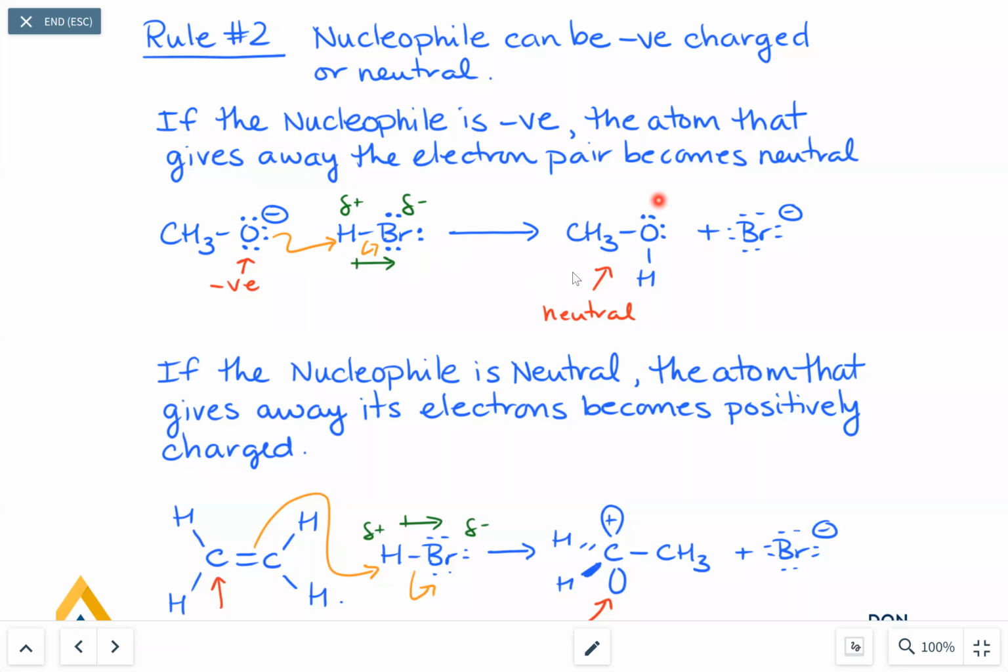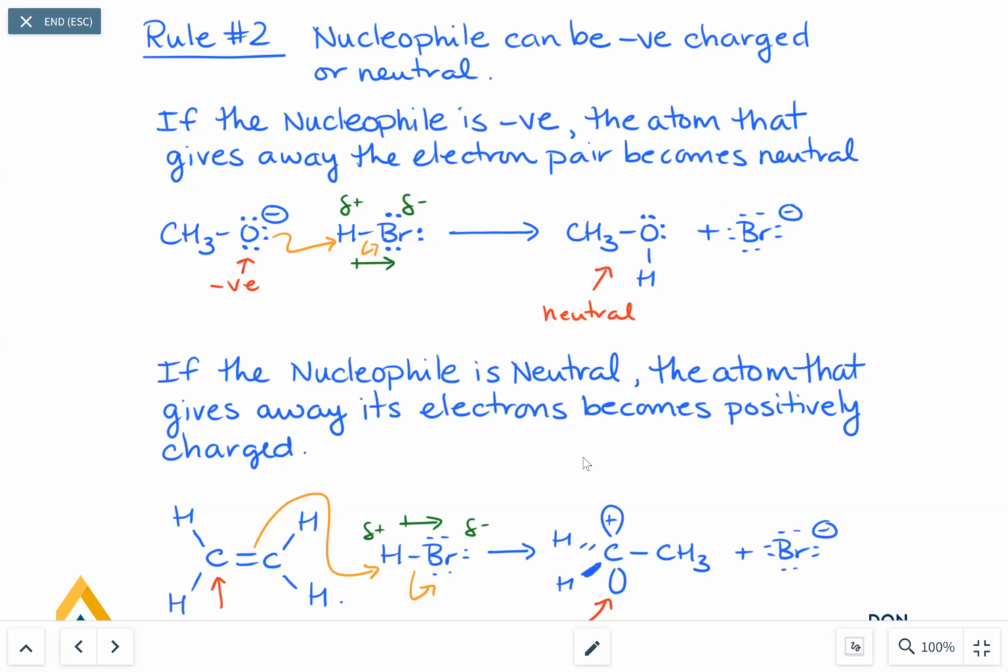Once the reaction is over and we've got methanol, you'll notice that it becomes neutral. So what was negatively charged becomes neutral. And then the electrophile itself, the HBr: as this oxygen grabs that proton, those electrons move on to the bromine. So we generate bromide, and it has a negative charge.